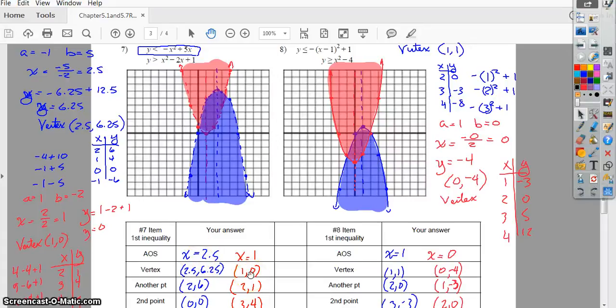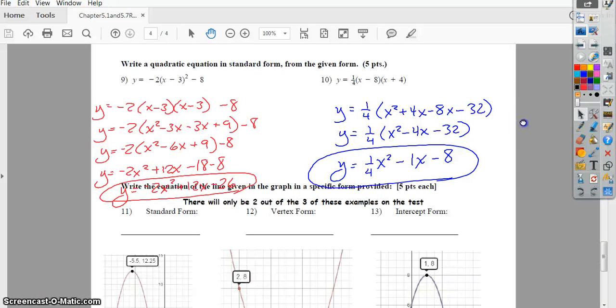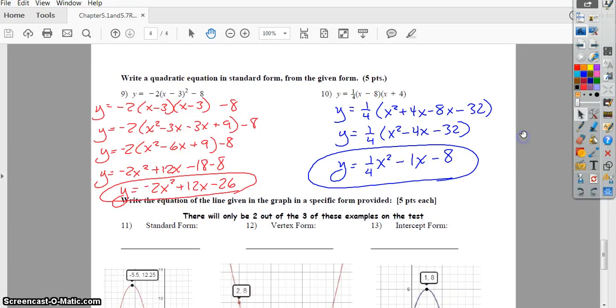Same thing over here in number 8. Top equation's all in blue, bottom equation's all in red. And again, your other point and second points might be a little bit different than mine, but your graph should be identical. Okay. And moving along to number 9. 9 and 10. Basically what we're doing here is we're switching these over to standard form.